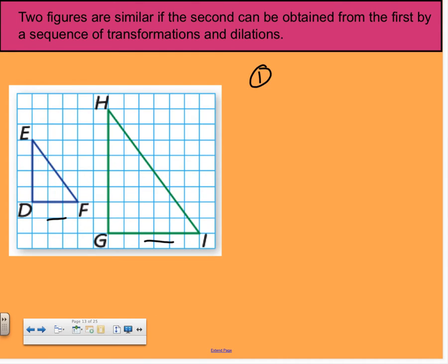Well, first of all, if it had to slide or move to the right, what kind of transformation would we call that? Translation. Very good. So there is a translation, and then there is a change in size. And when we have a change in size, what do we call that? A dilation. So we know we're dealing with a translation and a dilation.